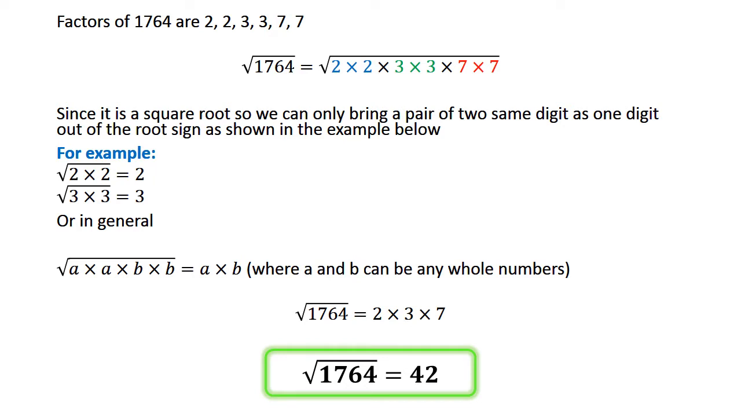So in the factors of 1764, only one pair of each number is possible, so we can bring one 2, one 3, and one 7 out of the square root sign and write them in product form, that is 2 multiplied by 3 multiplied by 7, and by multiplying these three numbers we get 42 as the answer. So the square root of 1764 is 42.